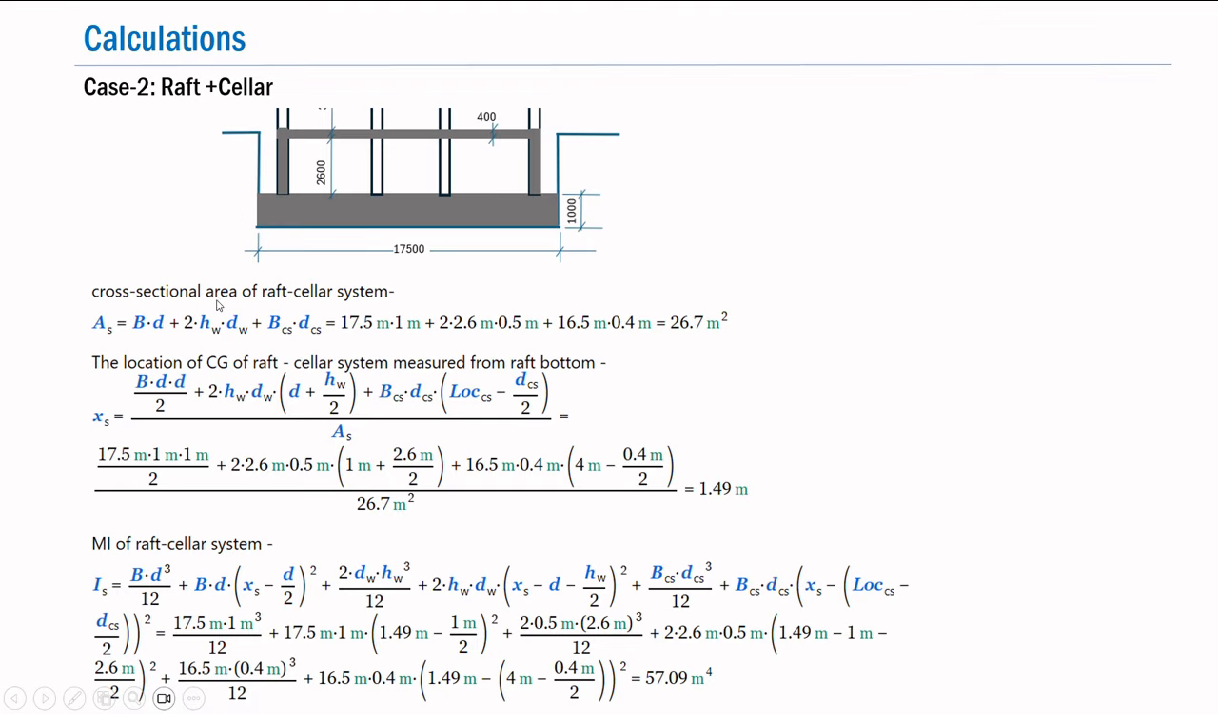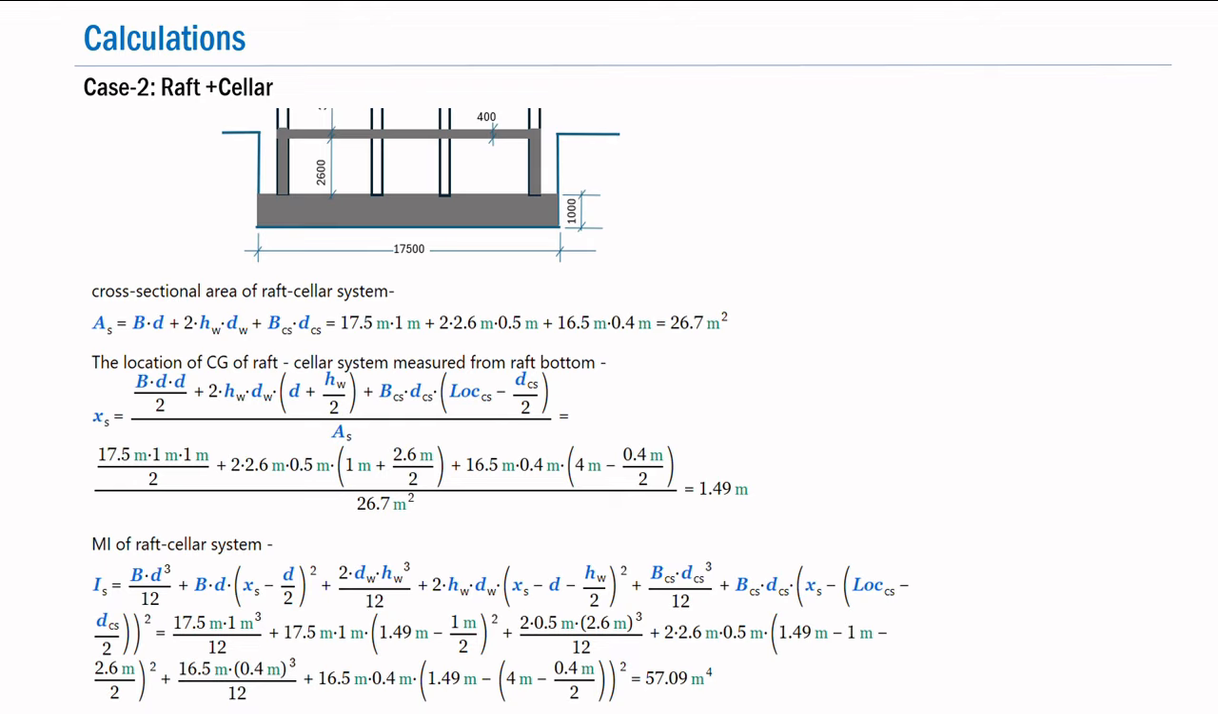First we start calculating the cross-sectional area of the raft cellar system. Obviously we know that the total area consists of the cross-sectional area of the raft, that is B into D, plus 2 times the area of the wall, that is 2 into HW into DW, plus the cross-sectional area of the cellar floor, that is BCS into DCS. Substituting, we obtain the area of the cross-section as 26.7 meters square.